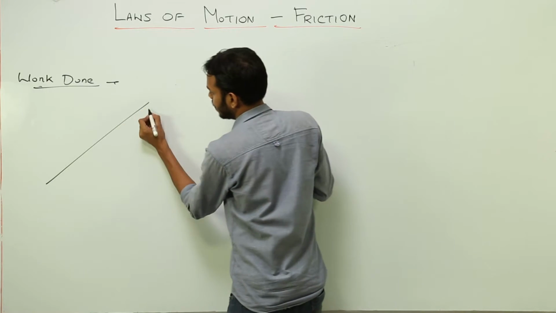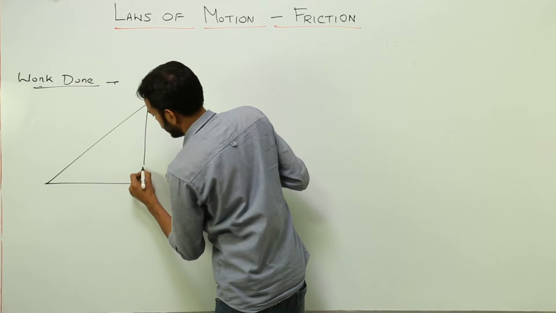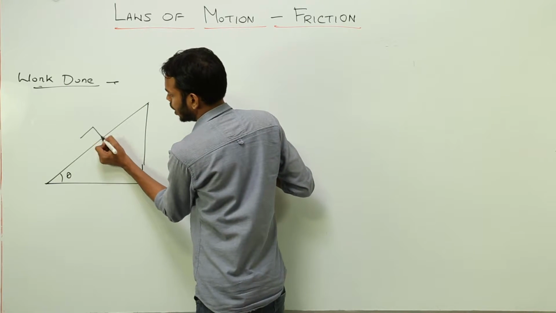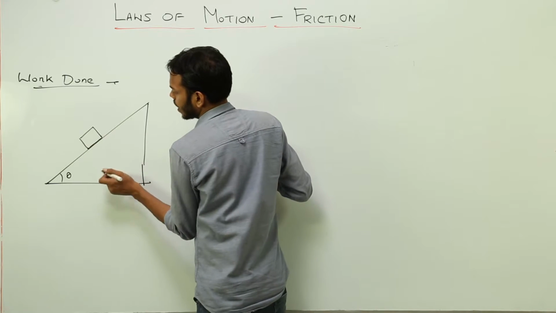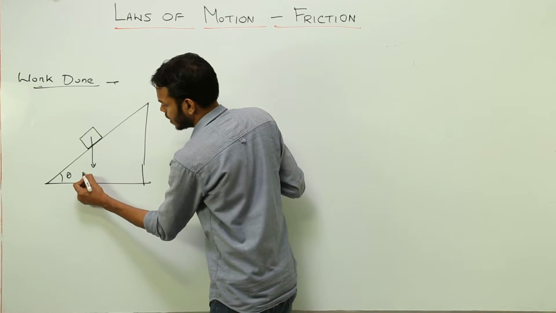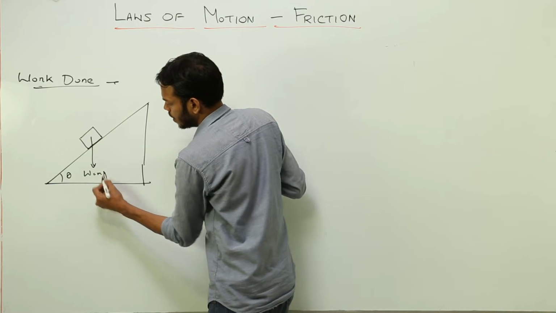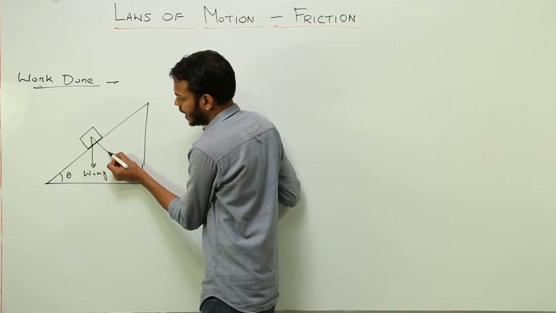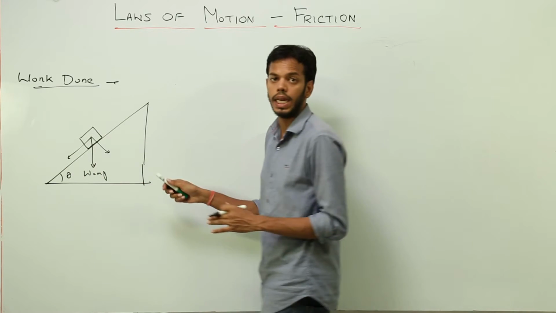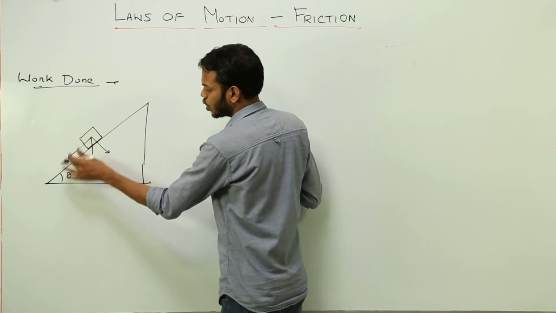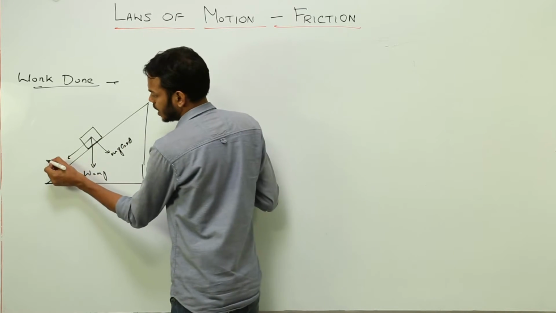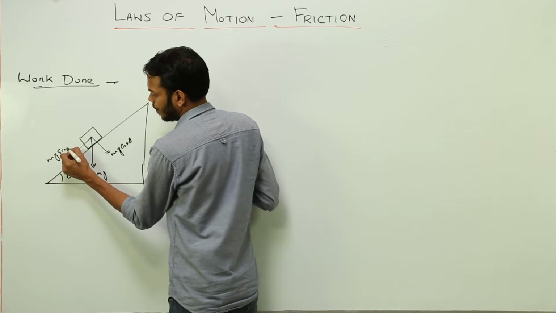This is our inclined plane at an angle theta. Here the body is placed like this. First of all, the weight is always vertically downwards, which is mg. So the components of weight will be perpendicular to the plane and along the plane. So this would be mg cos theta and this is mg sin theta.